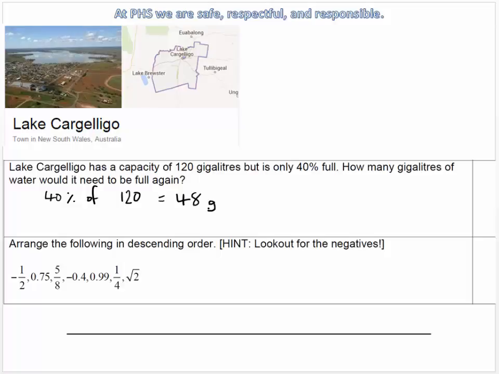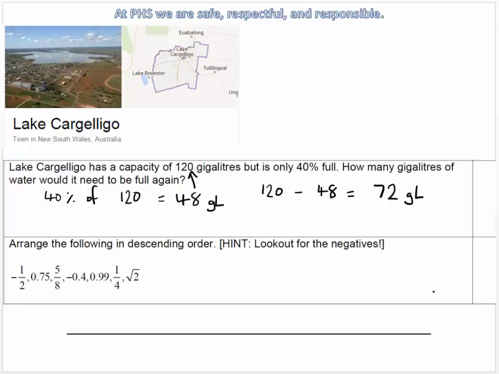I'm not sure if it's a capital G or not. Gigalitres. So how many does it need to be full again? How many does it need to get back up to 120? To do that, let's find the difference between those two numbers. So 120 take away 48 gives me 72. So it needs 72 gigalitres or 72 billion litres to be 100% full again.